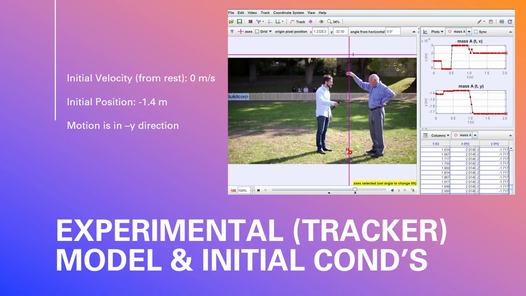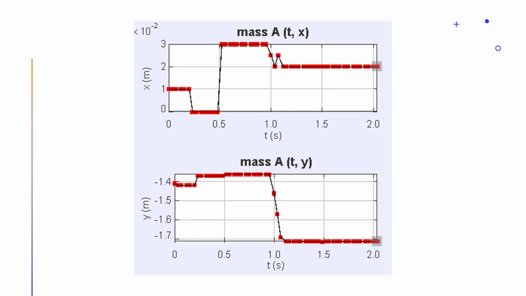So initial conditions are that initial velocity is 0 meters per second, initial position is negative 1.4 meters, and that's for the bottom of the slinky, and the motion is in the y direction. You can also see my Tracker video on the right there, and these are the graphs generated by that Tracker video. So for x motion, I multiplied it by 10 to the negative 2 to scale it a little bit. As you can see, the x movement is very negligible. It's in the hundredths place of decimals, so I considered it to be negligible for calculations.